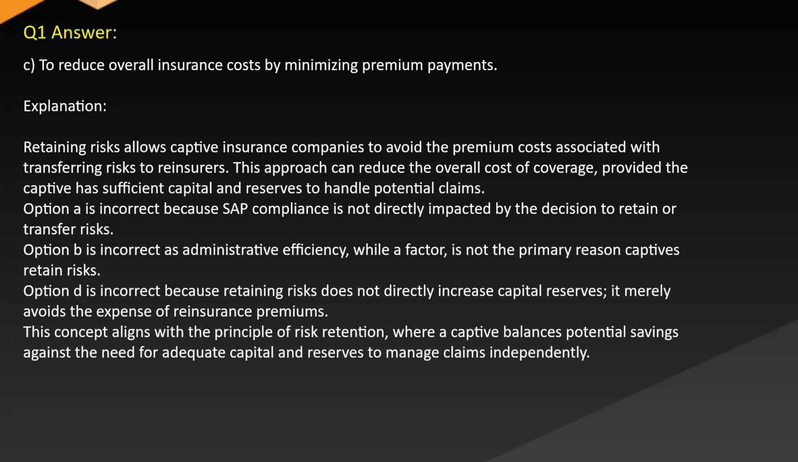Option A is incorrect because SAP compliance is not directly impacted by the decision to retain or transfer risks. Option B is incorrect as administrative efficiency, while a factor, is not the primary reason captives retain risks. Option D is incorrect because retaining risks does not directly increase capital reserves, it merely avoids the expense of reinsurance premiums. This concept aligns with the principle of risk retention, where a captive balances potential savings against the need for adequate capital and reserves to manage claims independently.